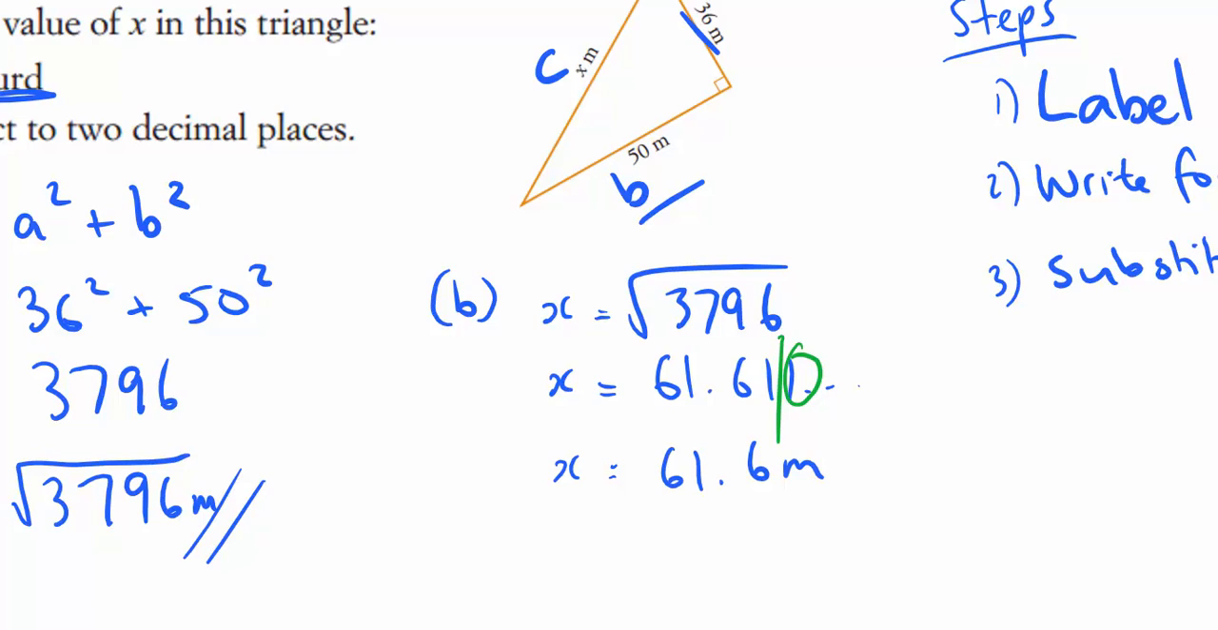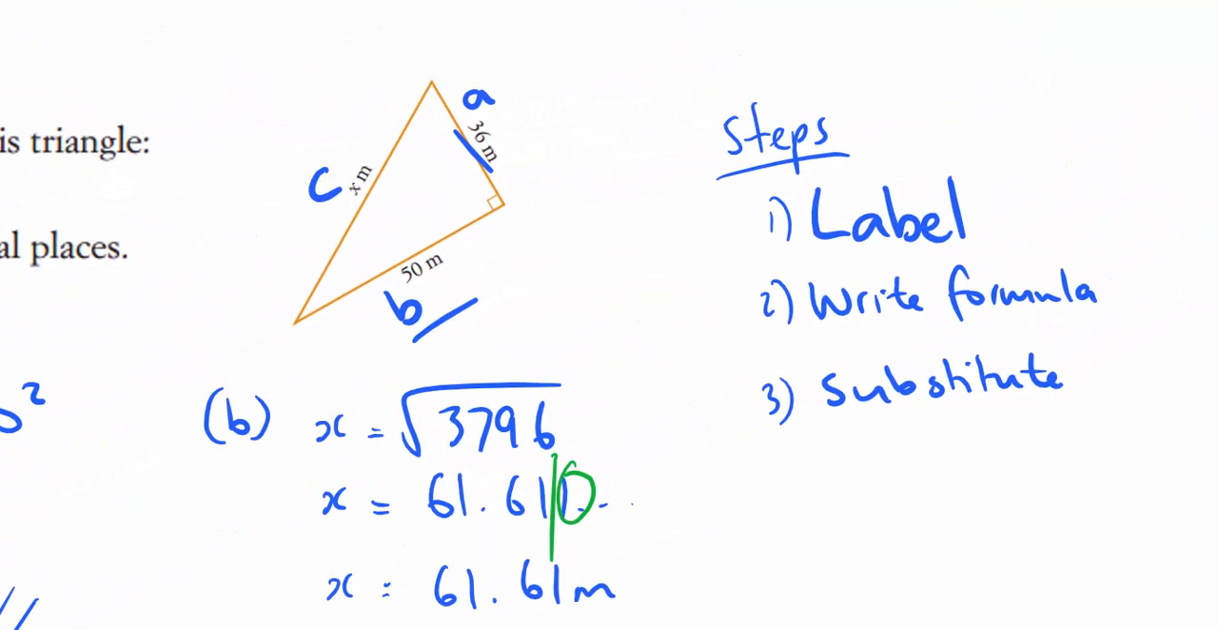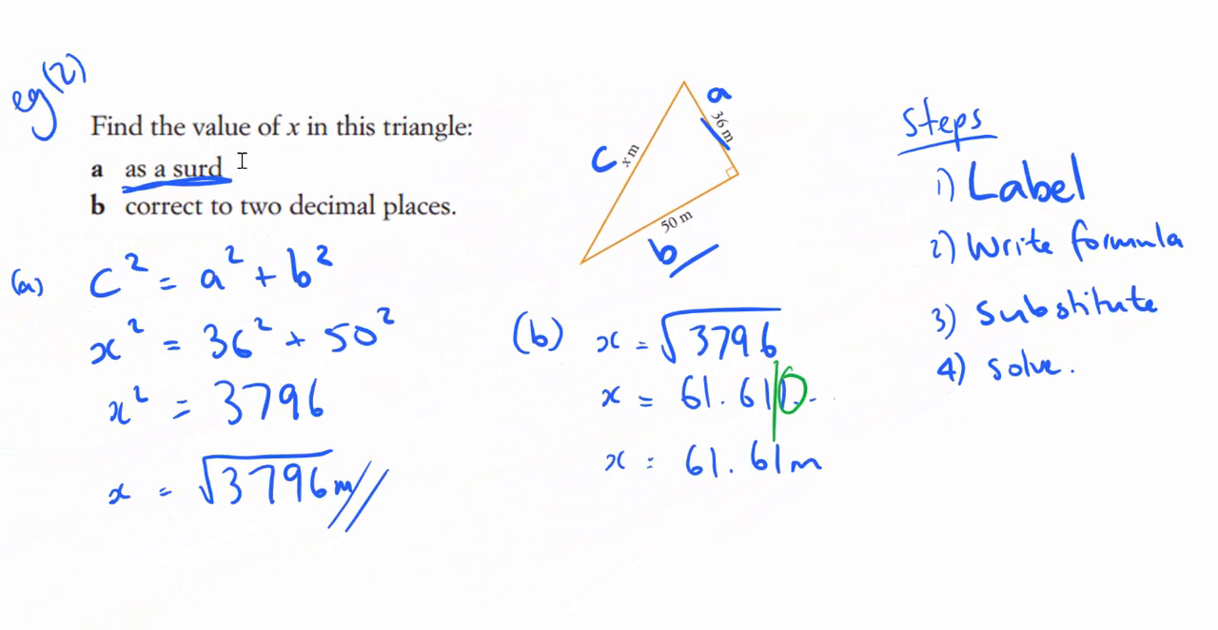So you can answer it as 61.61 meters to 2 decimal places, or a surd of root 3,796 meters. So the final step here, you substitute it, then you solve. That's it for this video. Well done.